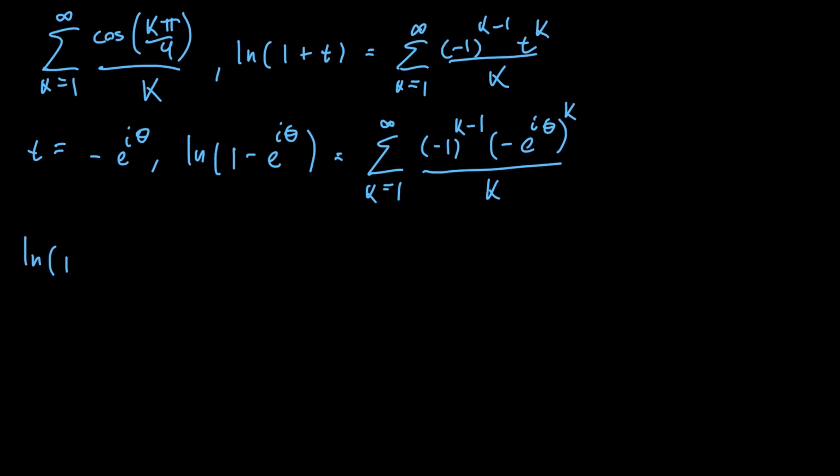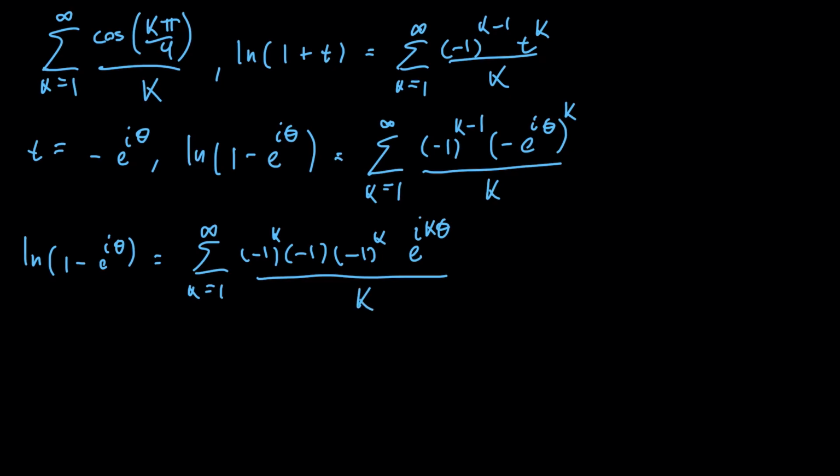So the natural log of 1 minus e to the i theta is the sum from 1 to infinity, negative 1 to the k times negative 1. We can rewrite this as negative 1 to the k e to the i k theta divided by k. So these negative 1 to the k's multiply to 1, bring down the negative, we have minus the sum from 1 to infinity of e to the i k theta divided by k.